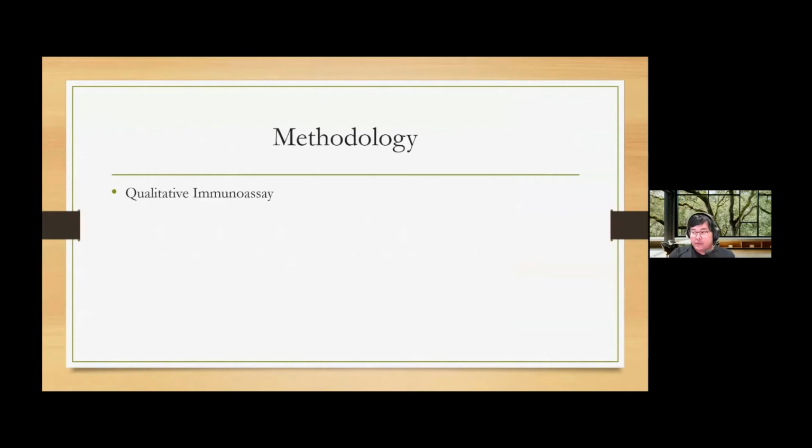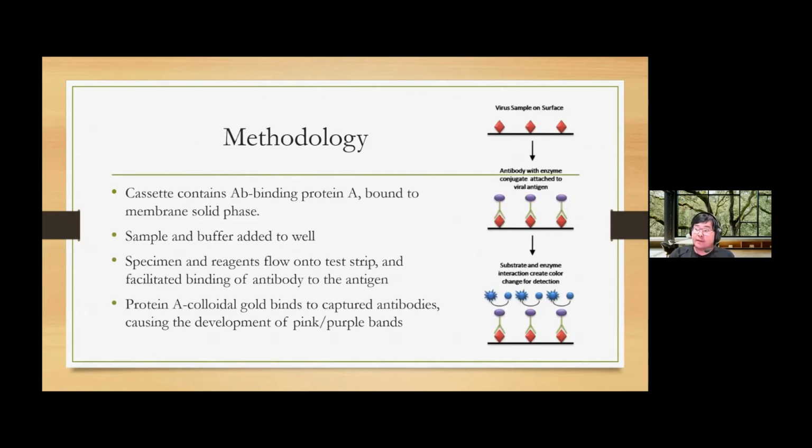So for the second test, we use a method called qualitative immunoassay. This is a lab test that ARUP does. I'm sure that a lot of other labs do it, but this is found from our website and the methodology here. So we have cassettes that contain antibody binding protein A, bound here. And then when we add samples and buffer to the well, the specimen reagents will flow onto the test strip, and you'll have the binding of the antibody to the antigen.